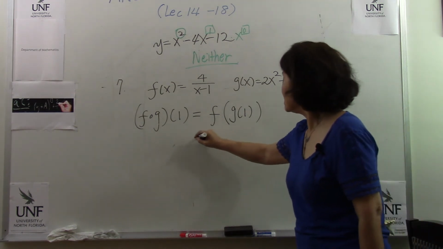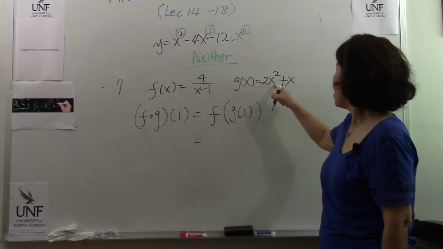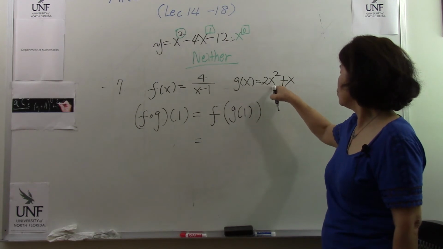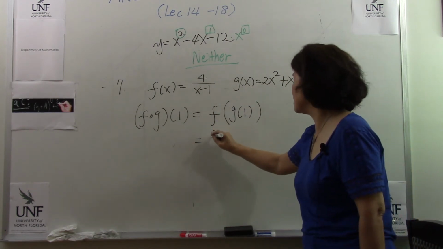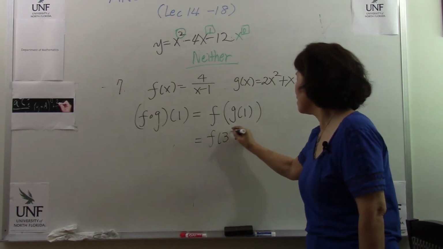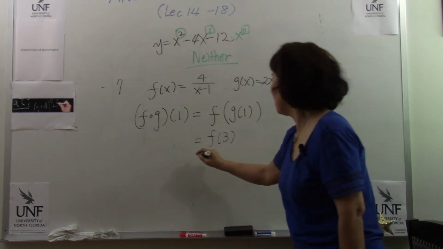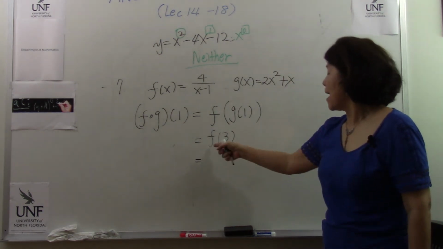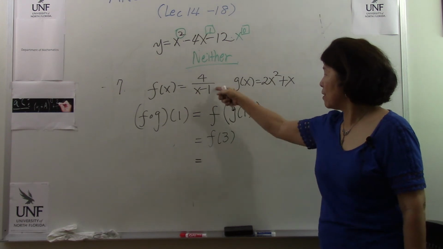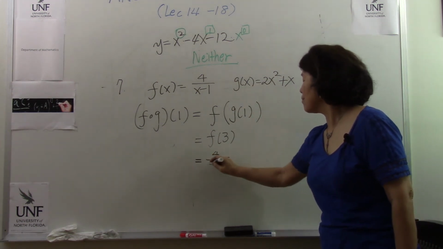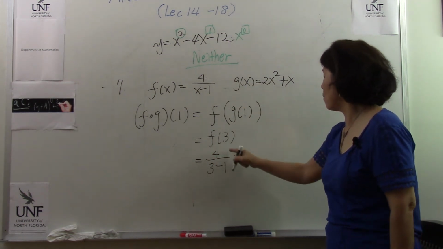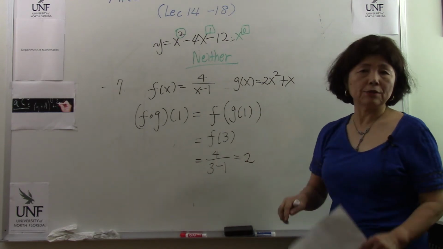So what is g of 1? Plug in 1 here, so 2 plus 1 is 3. So this is the same as f of 3. Now you have x equals 3, so just plug in here. So 4 over 3 minus 1, which is 4 over 2, which is 2.